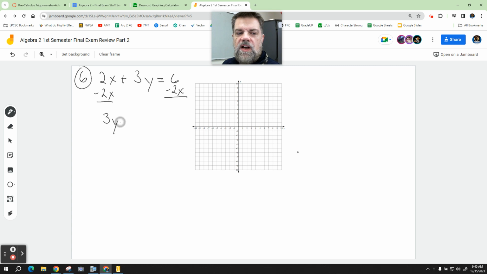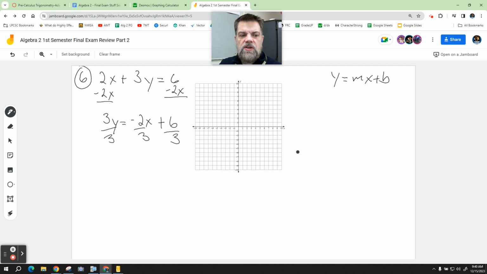And then we get 3y is equal to, and I like to put the x term in the front because remember we want it to look like y equals mx plus b, right? So that's a positive 6, so we just say plus 6. Then I divide everything by 3, right? Now some of this stuff will simplify.